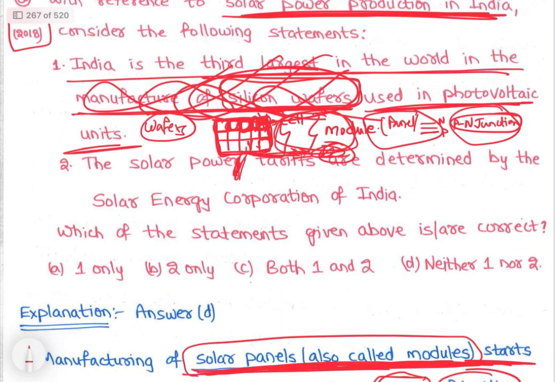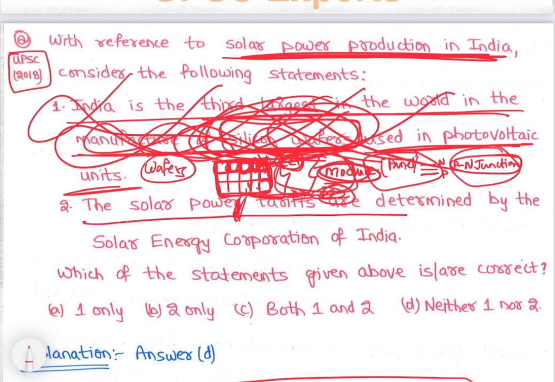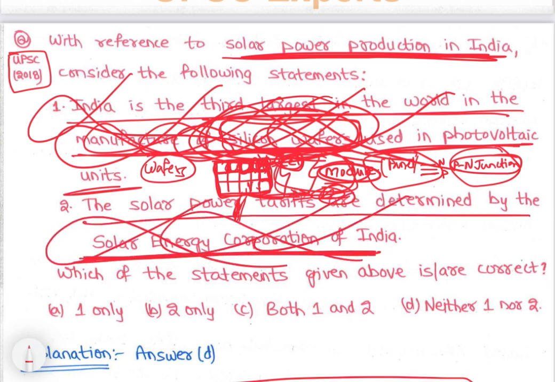Now the next option, so first option is incorrect because we are not manufacturing silicon wafers. We only manufacture cells and modules from the imported material, right? Then the solar power tariffs are determined by Solar Energy Corporation of India. It is incorrect. So option D is the answer.